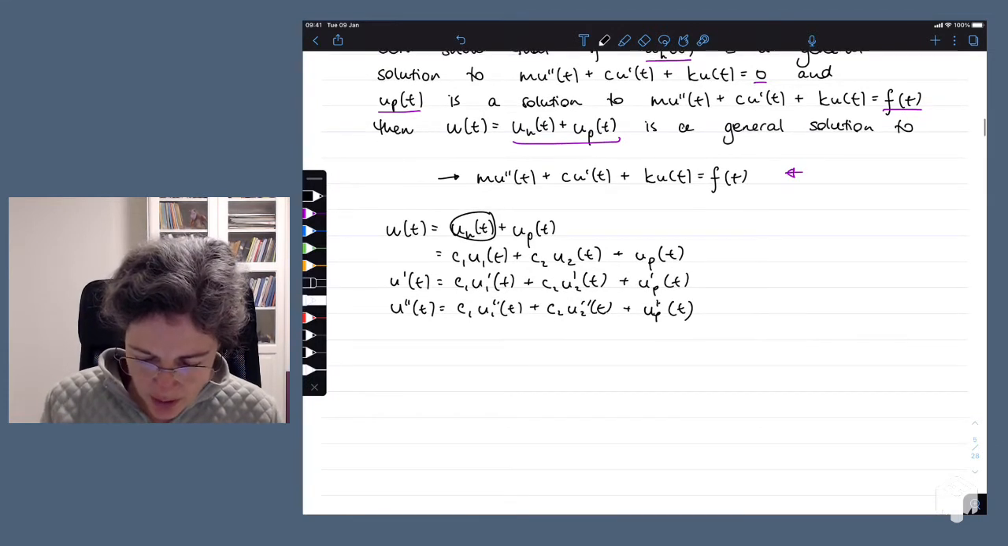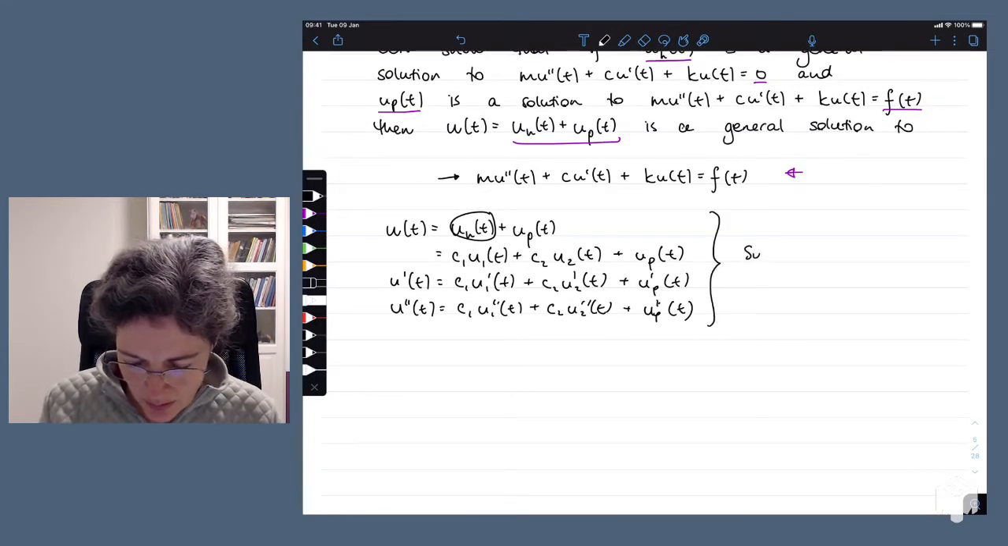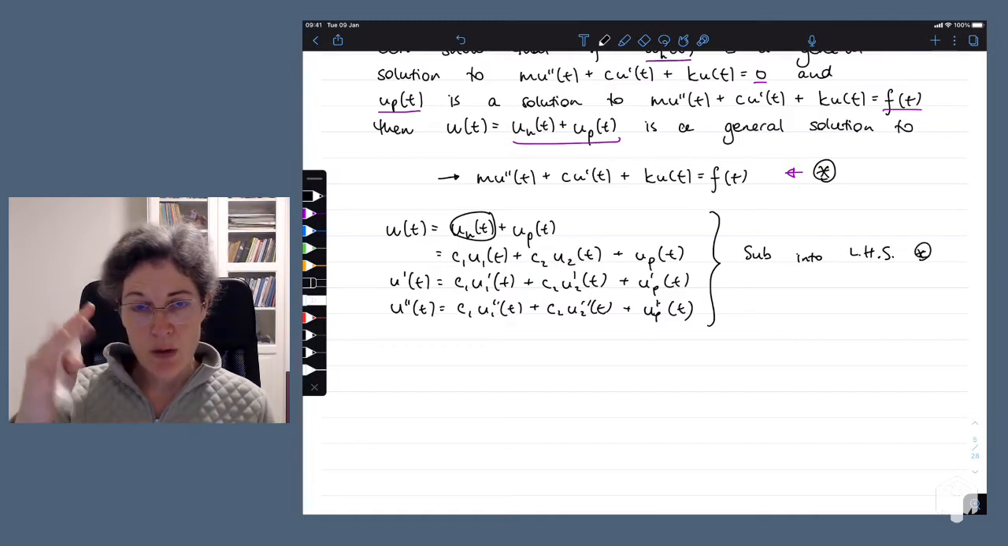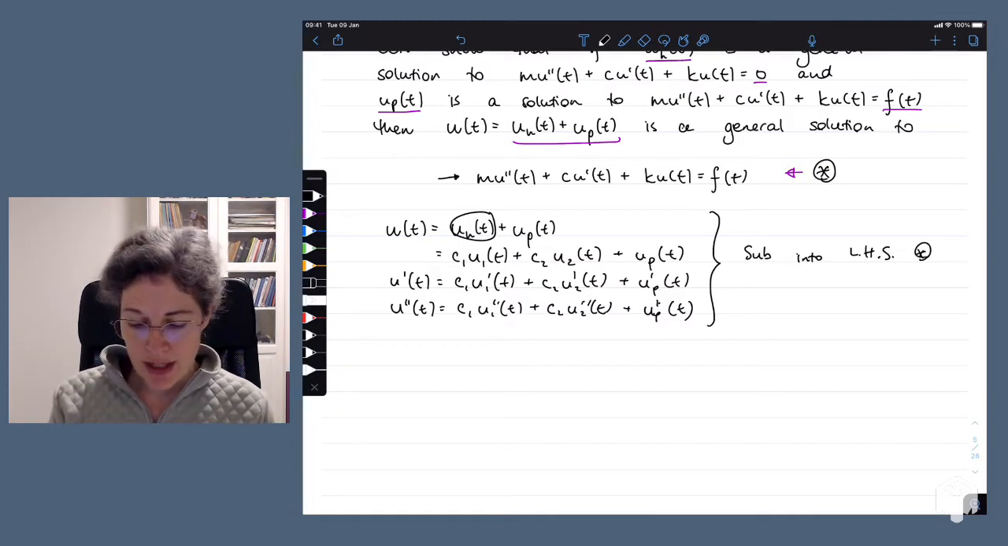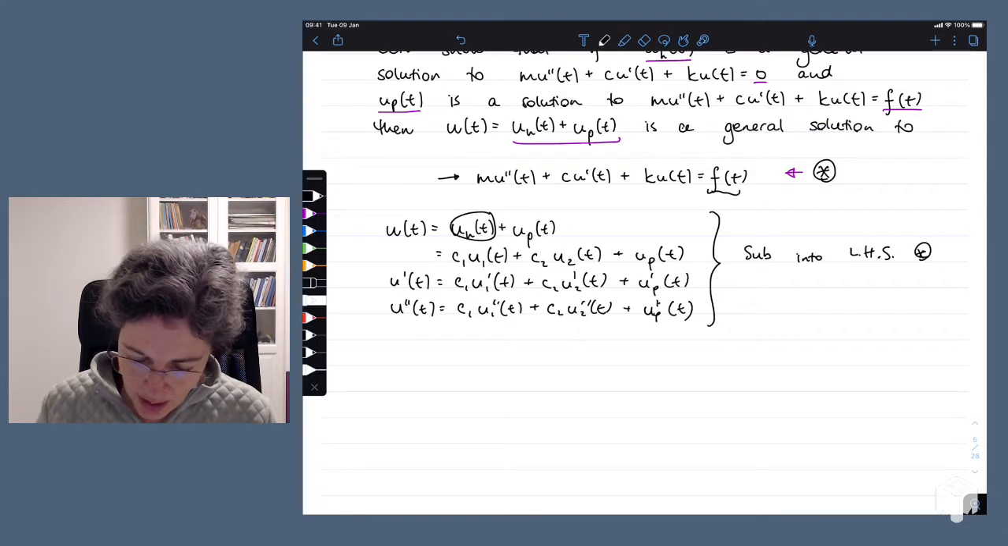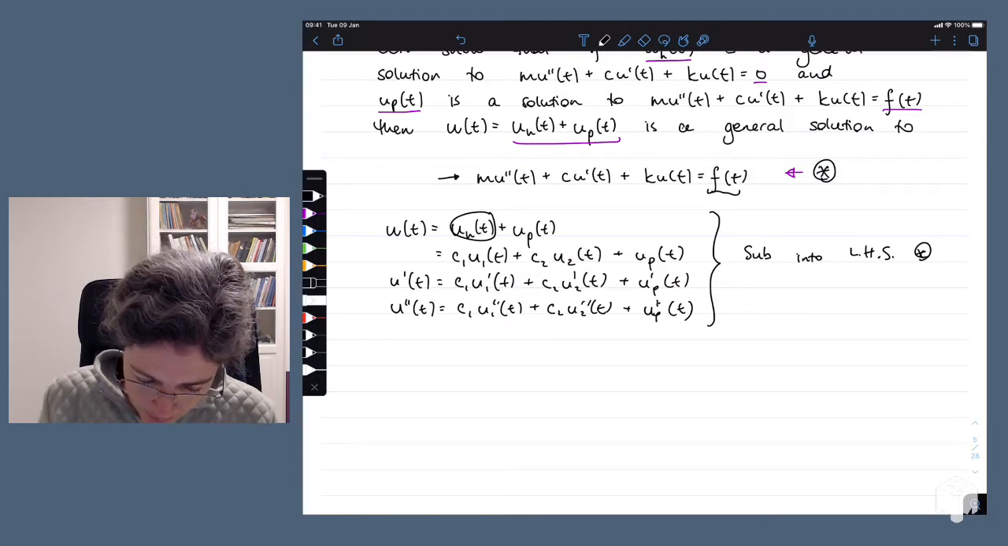And now we're going to plug all these into the left-hand side of this equation here. And the hope is that once we work through that left-hand side, we should get f of t, in which case we know that the left-hand side equals the right-hand side, and we've found a solution. Okay, so we will have, gosh, this is going to be a bit of a pain, but here we go.